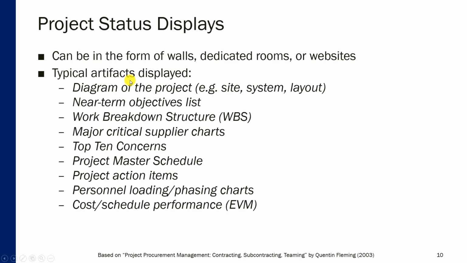Now, also many projects have some form of status displays. Sometimes it's a dedicated room or a wall in a room, or nowadays it's becoming more common to display the status of a project using a website or some kind of web repository. Here is the list of the kind of artifacts that may be included in a project status display. I'm not going to list all of them one by one, but you can just pause this video for a minute and look at the list of items.